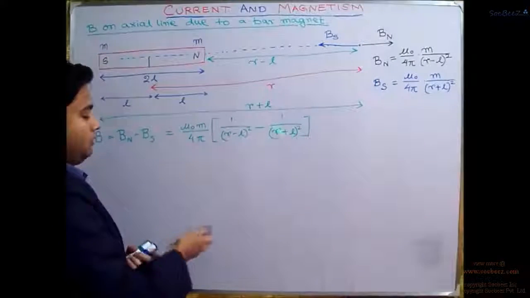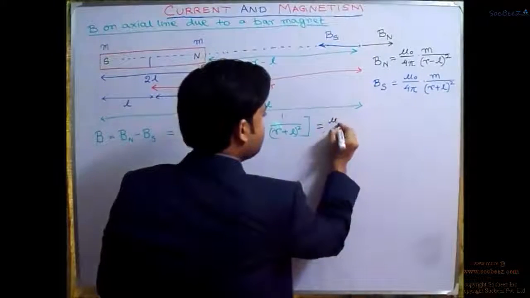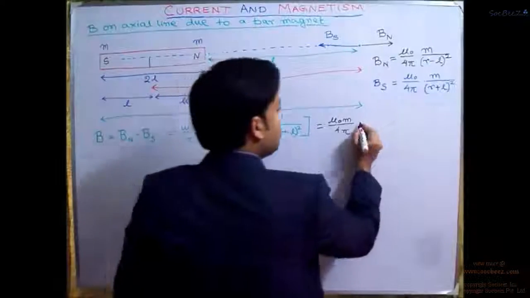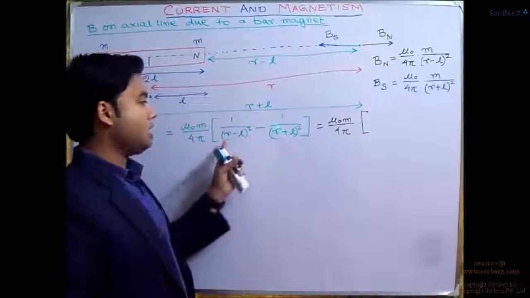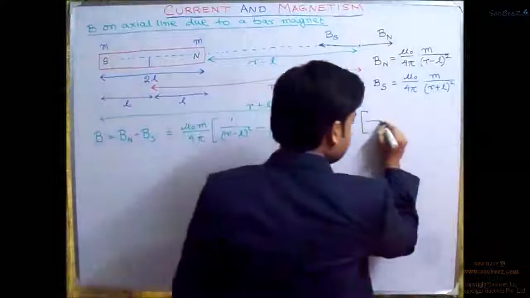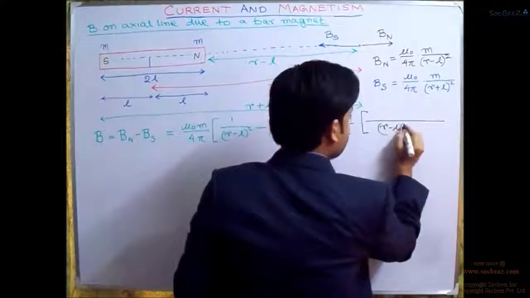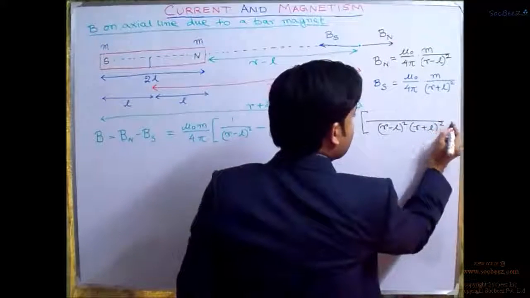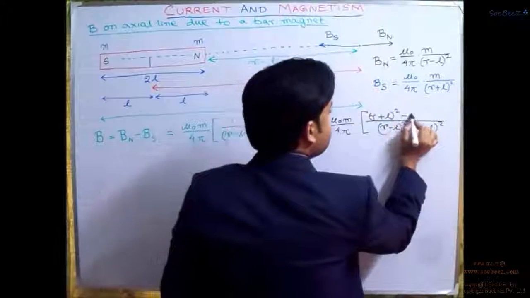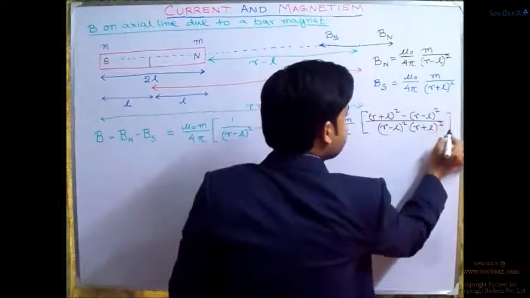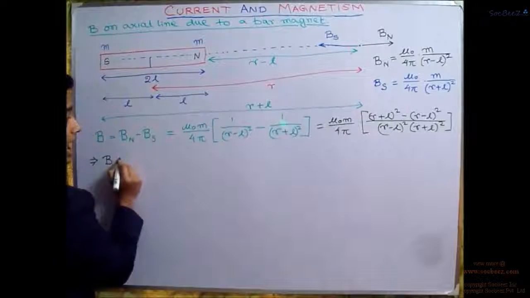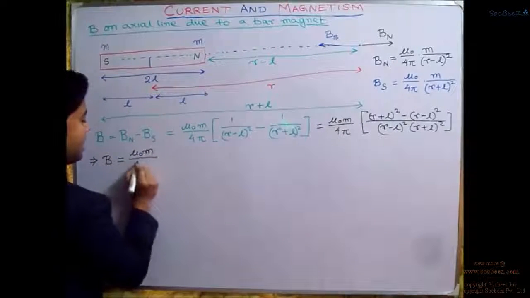So we would be finding out that this will simply be equal to mu naught multiplied by m divided by 4 pi multiplied by, let us check, (r minus l) whole square multiplied by (r plus l) whole square as the denominator. (r minus l) whole square multiplied by (r plus l) whole square, and over here it should look like (r plus l) whole square minus (r minus l) whole square.